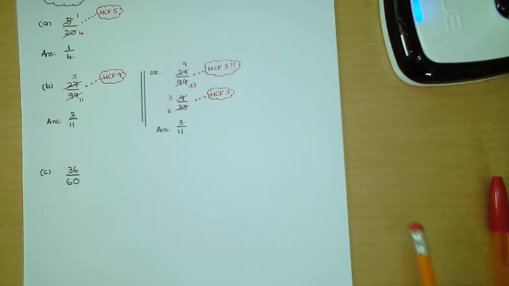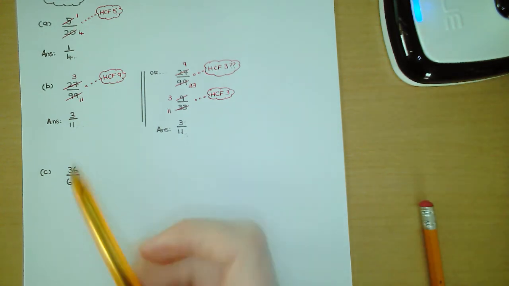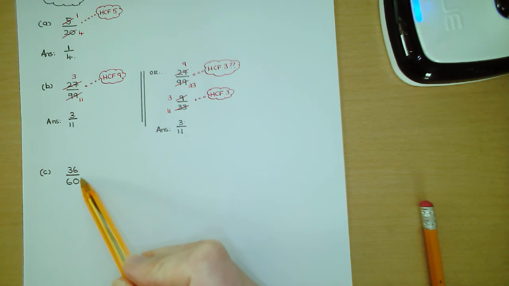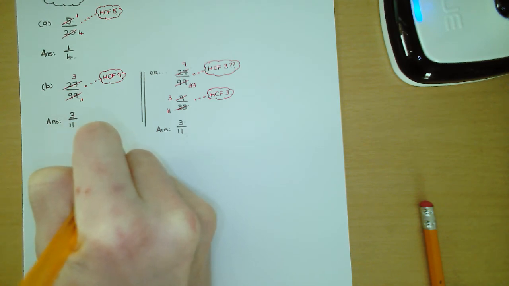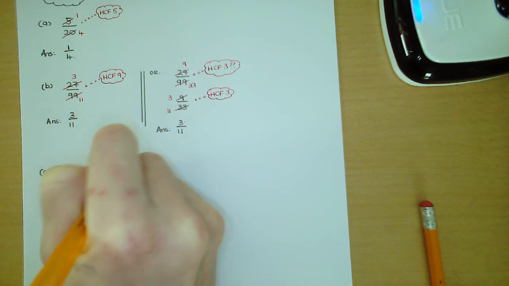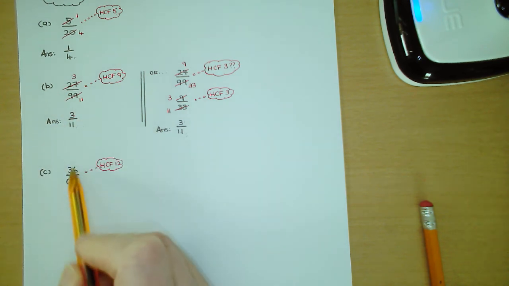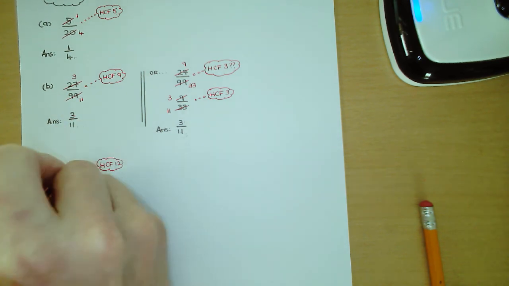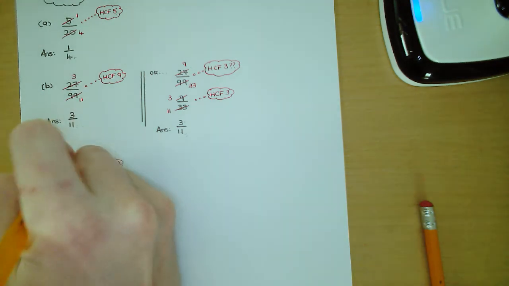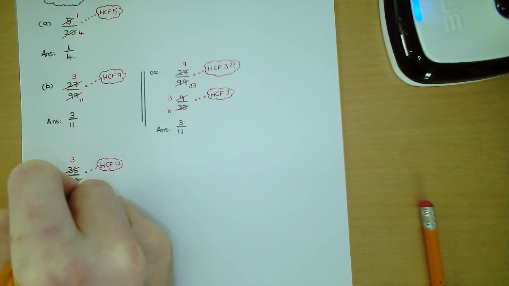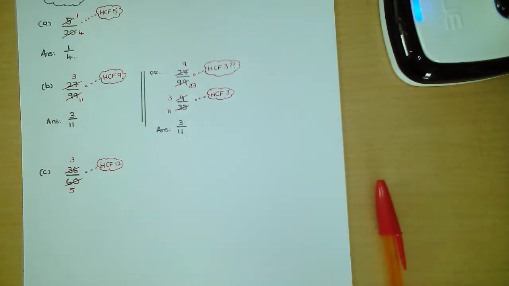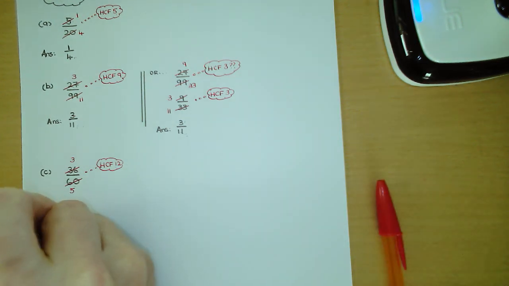Part C, we've got 36 over 60. Again, in order to fully cancel or simplify it, we've got to get the largest number that goes into 36 and 60, and that number is 12. We then divide the numerator and denominator by 12. So 36 divided by 12 is going to give us 3. 60 divided by 12 is going to give us 5. So our answer then is going to be 3/5.